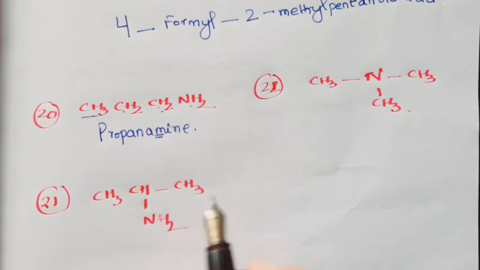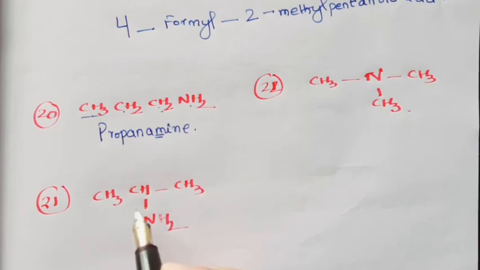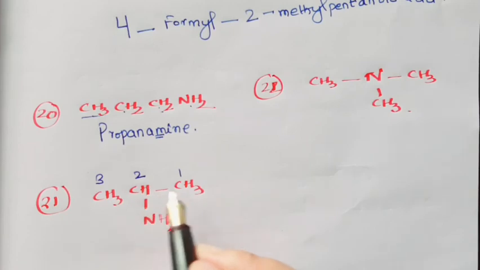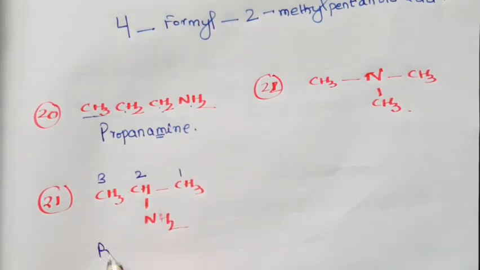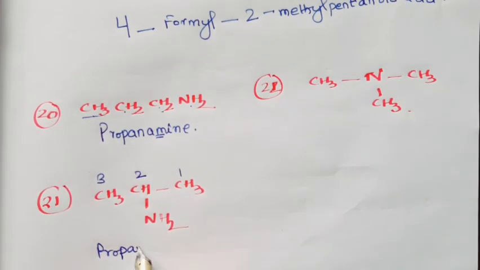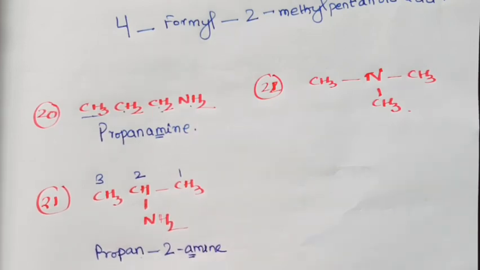So this one, how many are in a chain? See, you need to include your carbon. So how many is it? 1, 2, 3. So how many are in a chain? 3. So prop. Then all single bond, an. Then the position of your amine is 2-amine. Okay, A is a vowel, E drops.